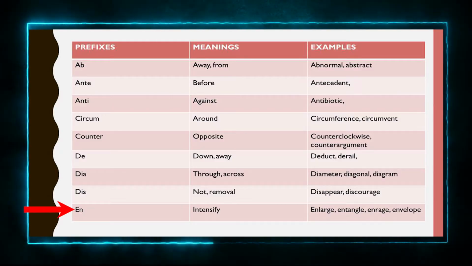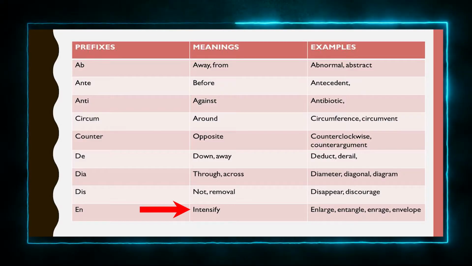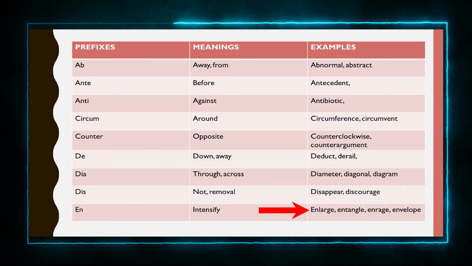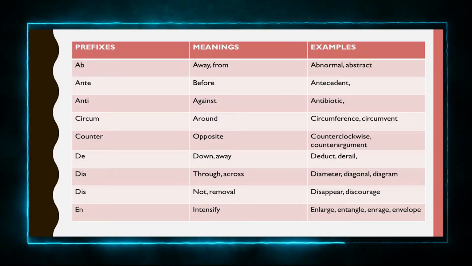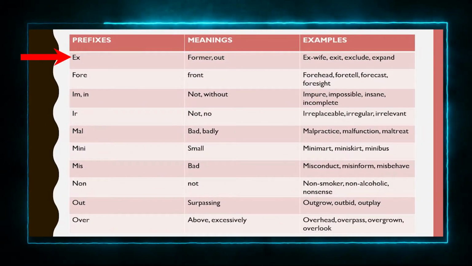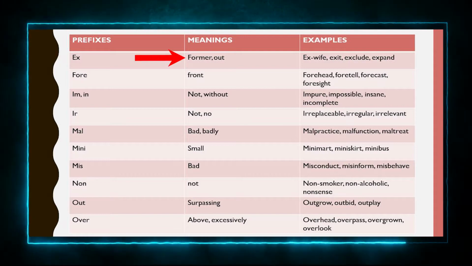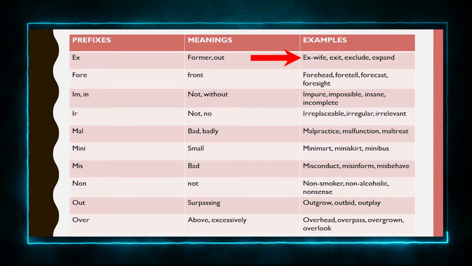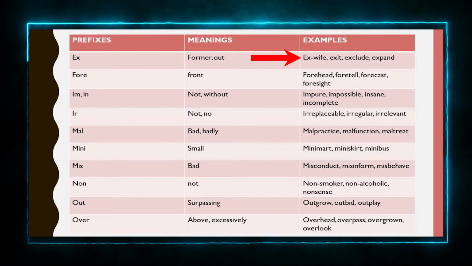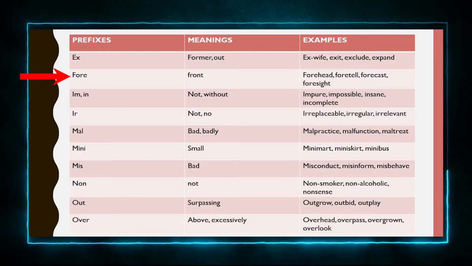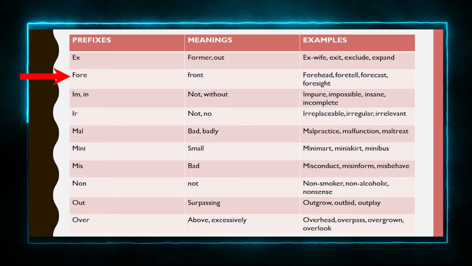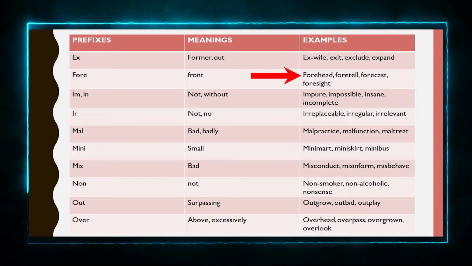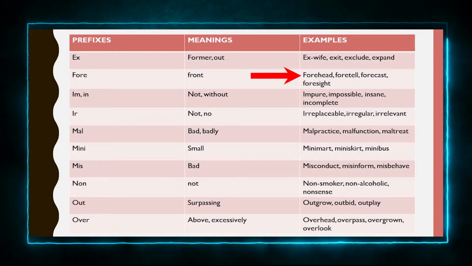En is another prefix, which means intensify, where we can have enlarge or entangle or enrage or envelope. There is the prefix ex, which means former or out. And examples might include ex-wife, exit, exclude, or expand. We also have fore, F-O-R-E, which means front, and examples might include forehead, foretell, forecast, or foresight.